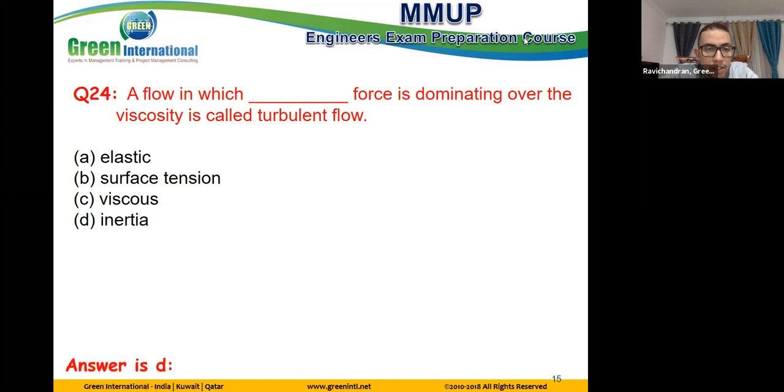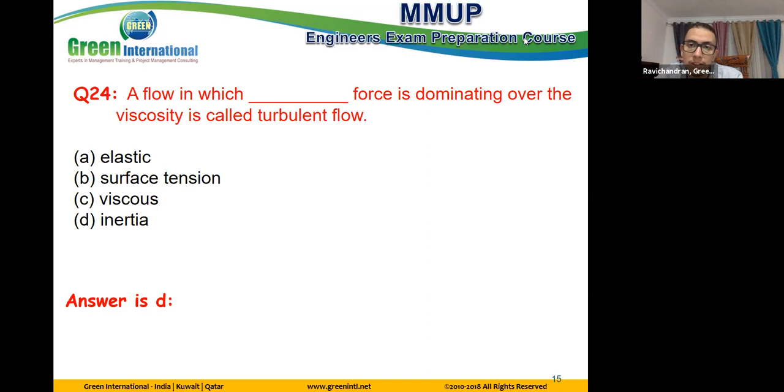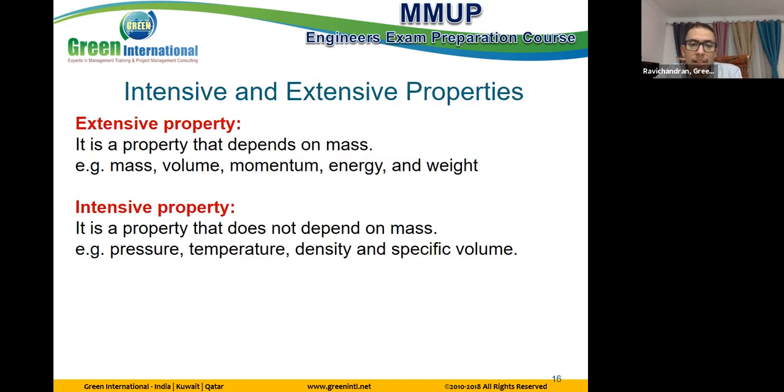Okay, the correct answer is D, inertia. A flow in which inertia force dominates over the viscosity is called turbulent flow. Intensive and extensive property: we may have one question in the exam. Sometimes extensive property comes, sometimes intensive. Extensive properties depend on the mass, but an intensive property doesn't depend on the mass.